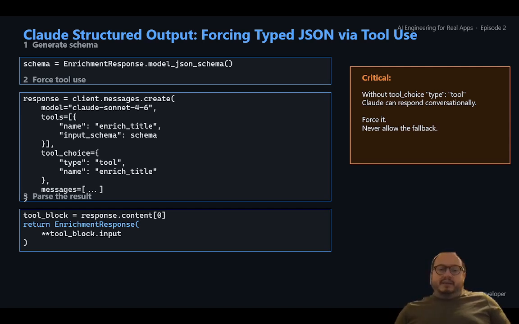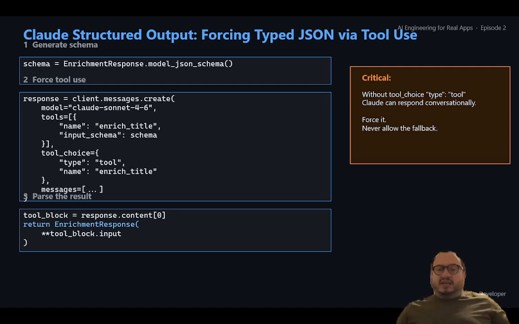Here's how we implemented it. We take our enrichment response Pydantic model and call model JSON schema on it. That gives us a JSON schema compatible with what Claude expects. We pass that schema as the input schema of a tool, and we tell Claude it must use that tool. Forced tool use. Claude returns a tool use block. We parse the input field of that block directly into our Pydantic model.